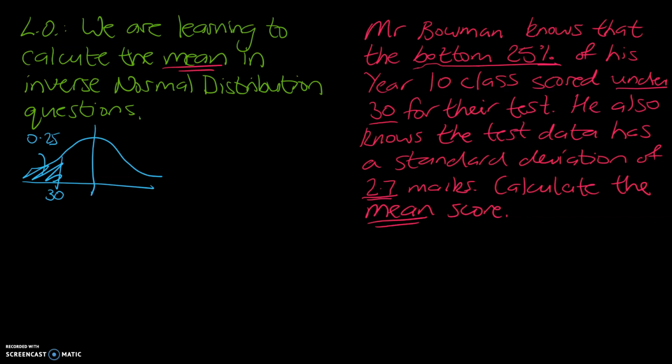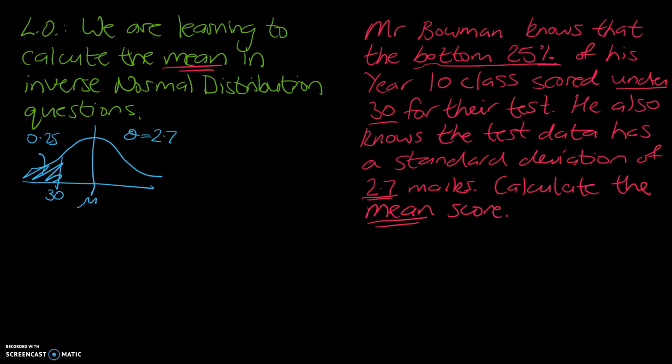He also knows that the standard deviation is about 2.7 marks. So we're going to write up our standard deviation because that's 2.7 marks. And the question then asks us to calculate the mean score. And the mean for us is always sitting in the middle there, and we don't know what that is.